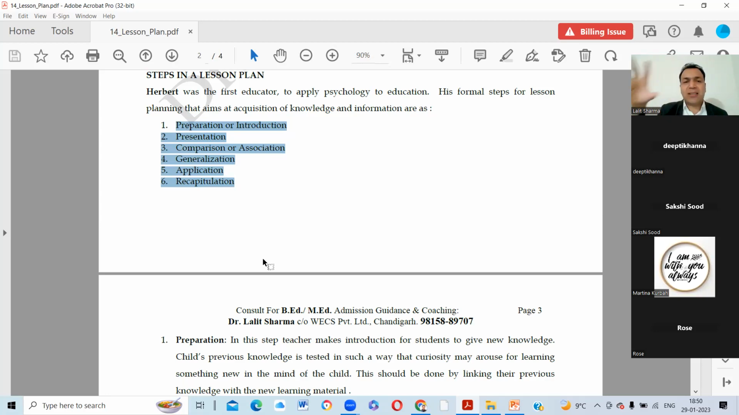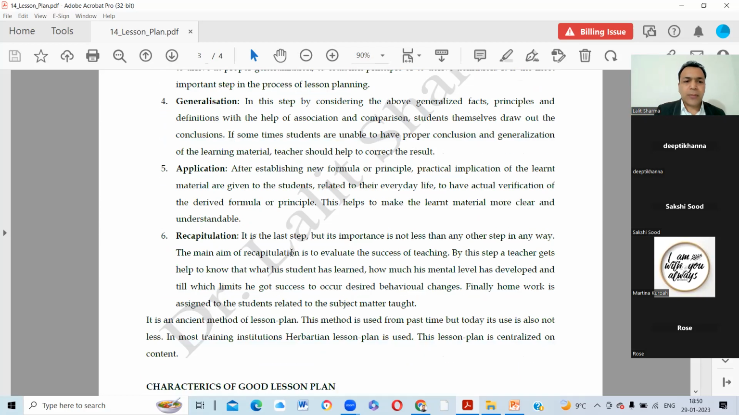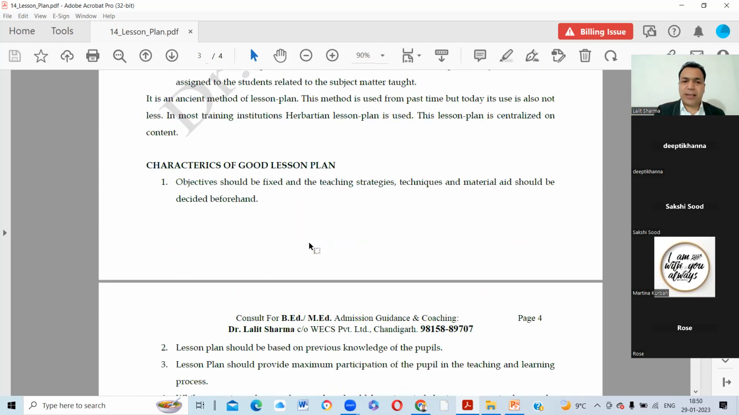Last, recapitulation means wind up your topic and ask some of the questions from the students whether they have understood or not, right? So ये स्टेप सारे आपको याद होने चाहिए, ठीक है, orally.